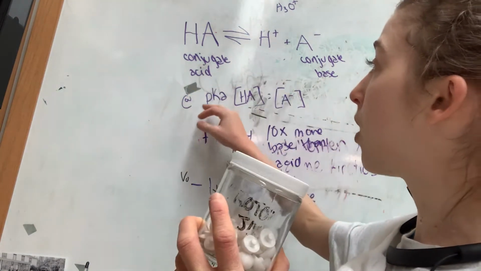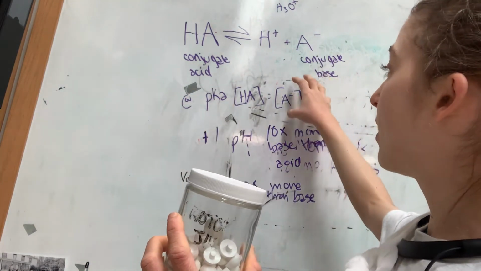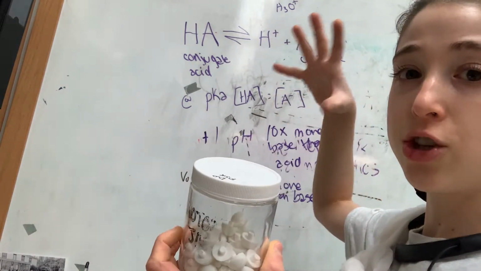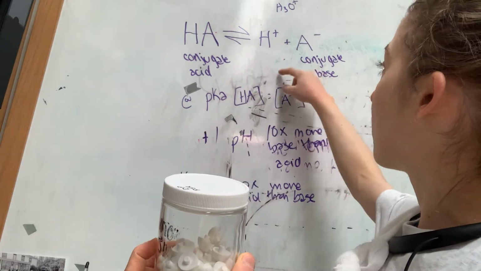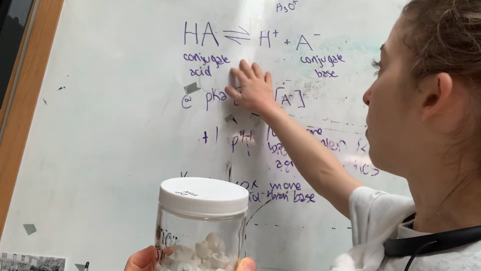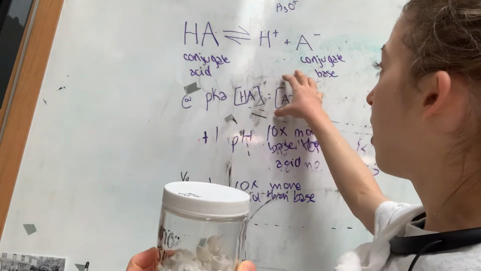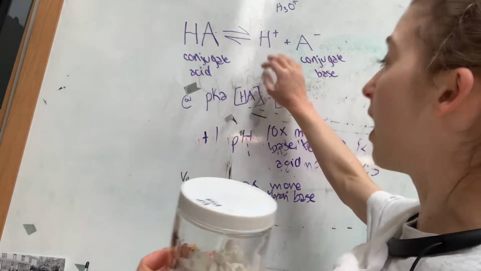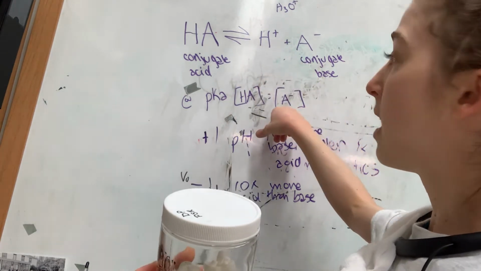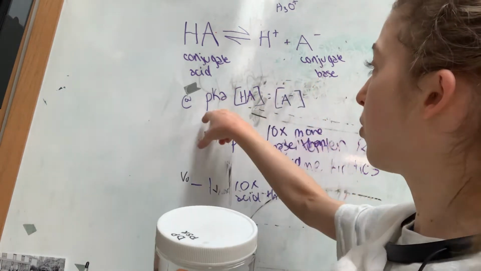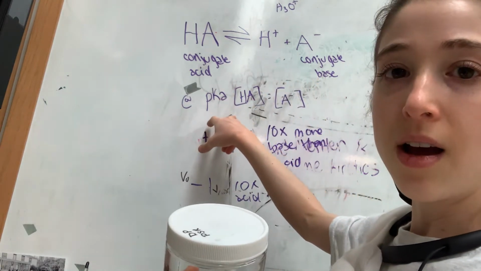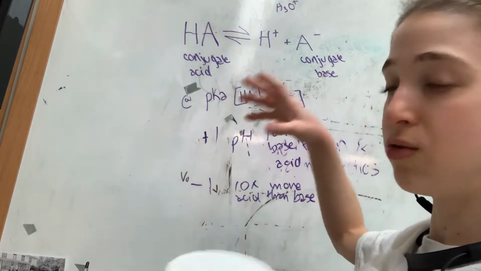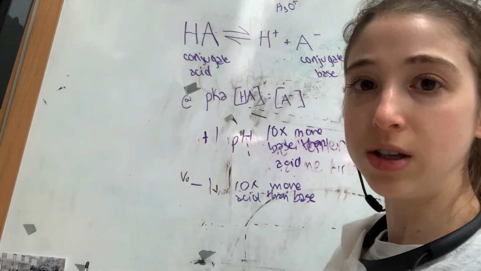Because if you go too far away from the pKa, like higher in pH, so more basic, almost all of your buffer will have been deprotonated, and so then you don't have the protons that can then add. You're not able to counteract added base because you just don't have enough of those molecules.